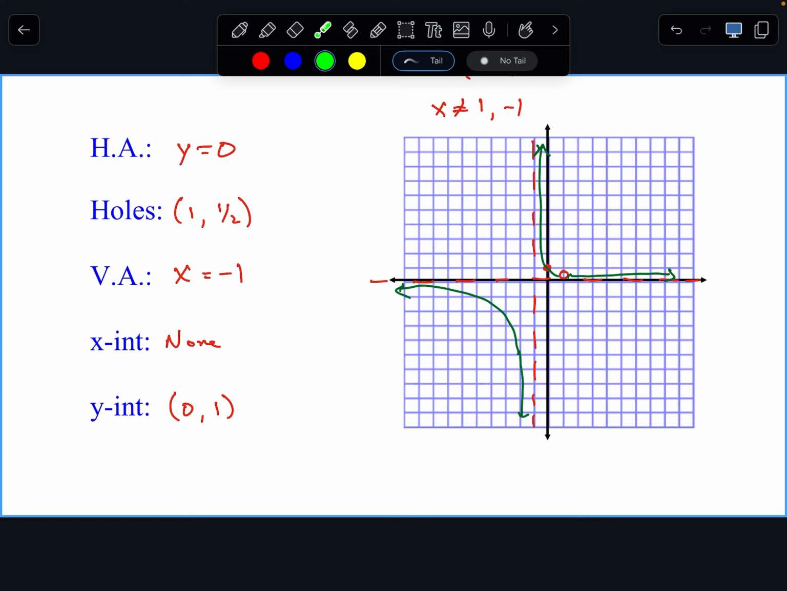Let me pause for a second. Anybody with questions? Anything not making sense?